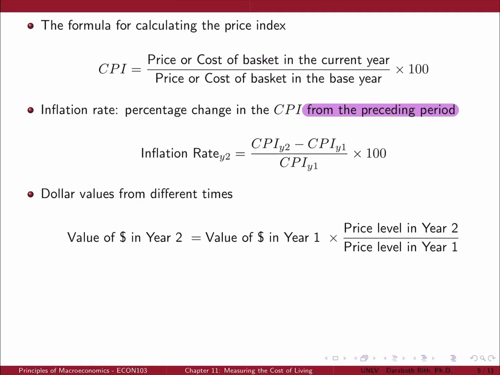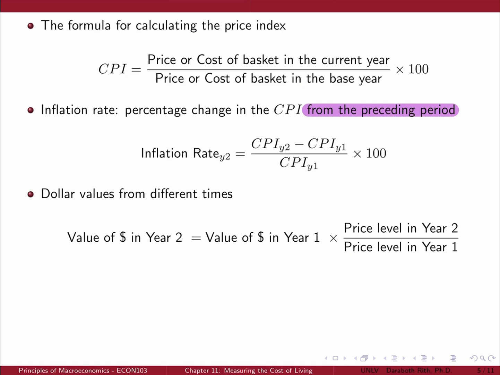Once you have the CPI, you can use it to calculate the inflation rate. The inflation rate represents the percentage change in the price index from the preceding period. To compute the inflation rate, take the CPI of year 2 minus the CPI of year 1 and divide the result by the CPI of year 1 and then multiply by 100.